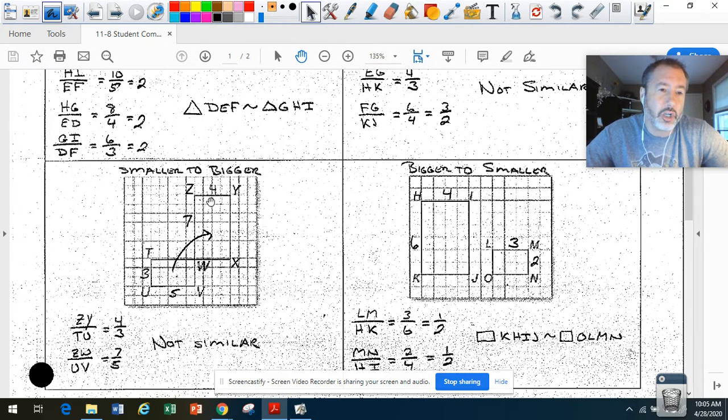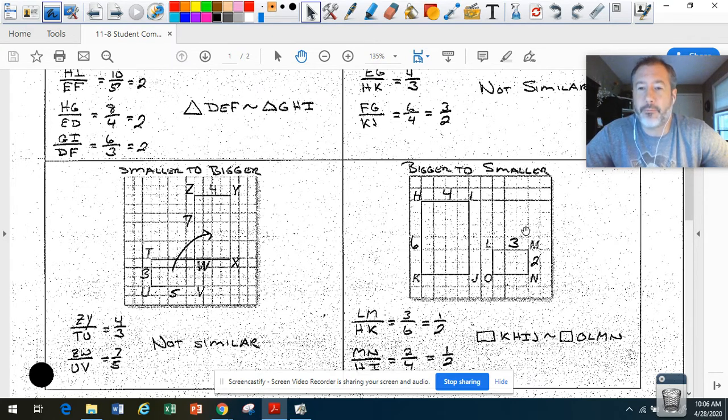So it looks like it's going to be 4 over 3. Okay, 4 over 3, 1 1/3. Okay, now let's look here. Let's go with ZW. The ZW here is 7. And then we have UV, which is 5. So that's going to be 7 over 5. Guess what? That's not the same as 4 over 3. 7 over 5 and 4 over 3 are not the same at all. So these rectangles are not similar.